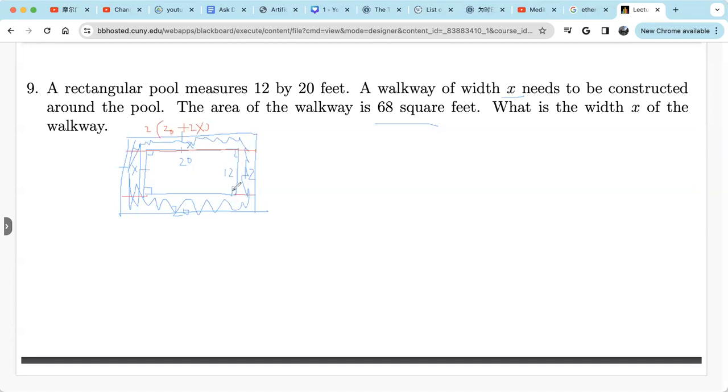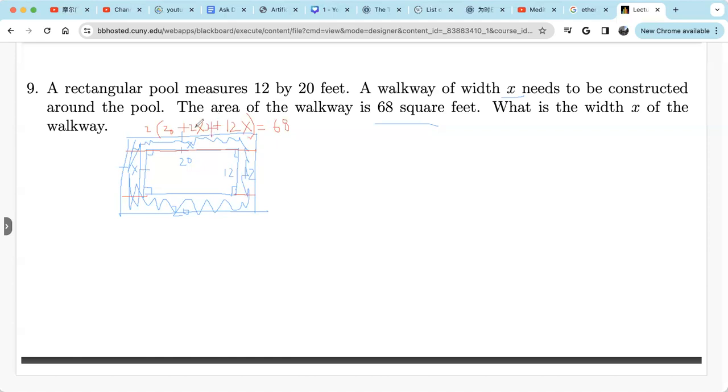Now, what about this? This inside is 12 times x. So this plus 12 times x, which is 12x, and it equals 68, because this is the area we're getting from the walkways. So the area of the top strip and the area of the bottom one, which is 2 times 20 plus 2x, then this one, x times 12, plus this one, x times 12. Multiply by 2, because we have 2 of them. Parentheses should be here and there.